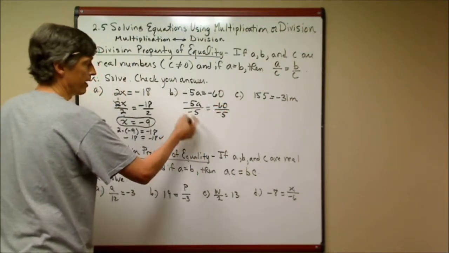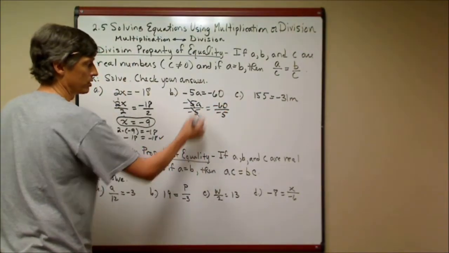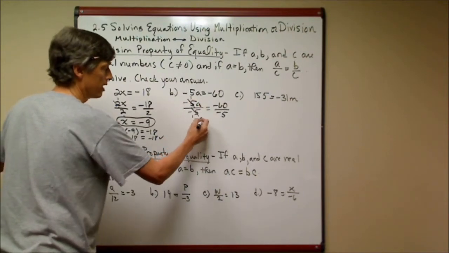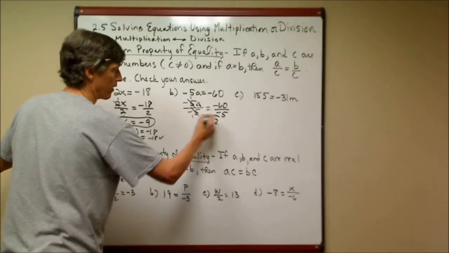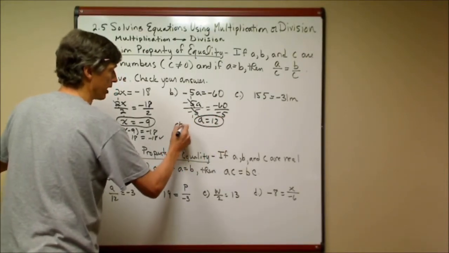A negative divided by a negative is positive, the 5's are going to cancel, I get 1a, which is a, and a negative divided by a negative here is positive. 60 divided by 5 is 12. And I feel pretty good that that's my answer, but I'm going to check it.